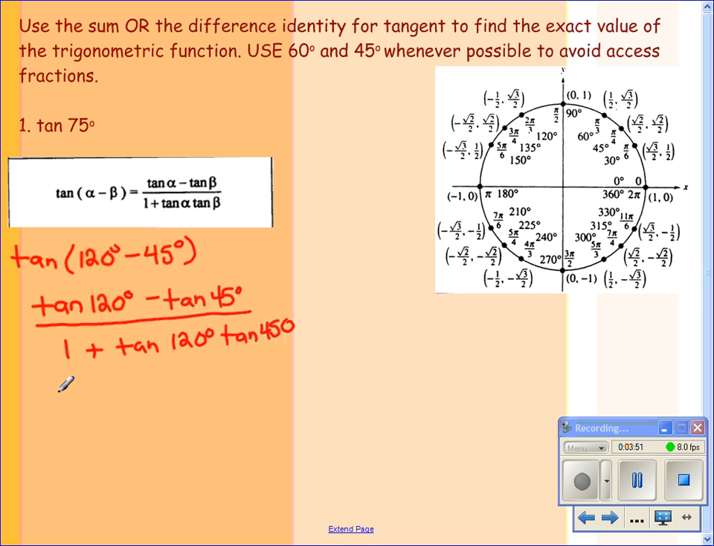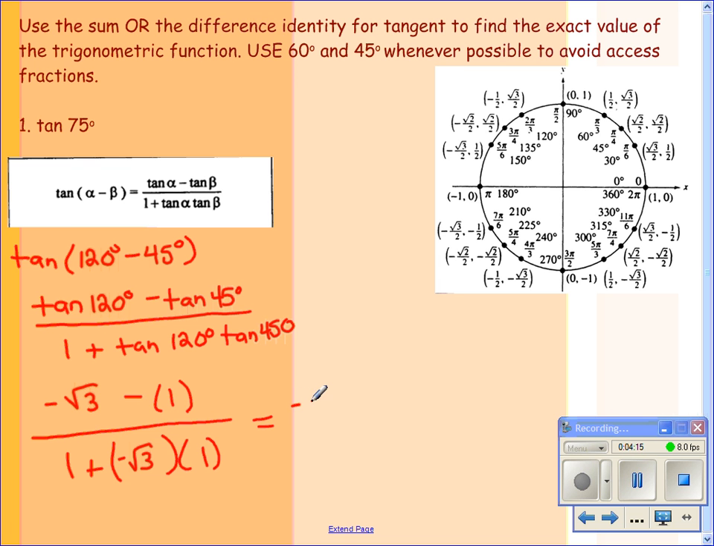Okay, so the tan of 120 degrees is negative square root of 3, minus tan of 45 is 1, all over 1 plus the tan of 120 is negative square root of 3, times tan of 45 is also 1 again. So to simplify, we have negative square root of 3 minus 1 over 1 plus negative square root of 3. We can simplify that to negative square root of 3 minus 1 over 1 minus square root of 3.